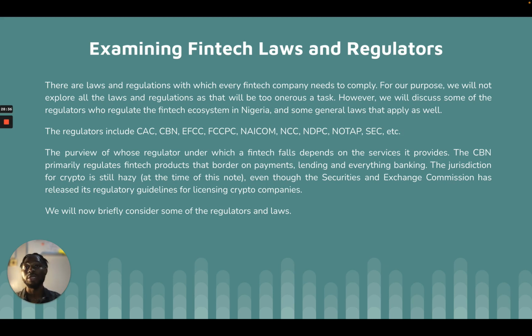You have specific regulators and you have general regulators. Like the CAC is a general regulator, regulates all the companies in Nigeria. You have the CBN, that's a sector specific regulator for the fintech space. The SEC as well, because there's now a crypto regulation by them, but that's not been effective yet. So they're really very little.